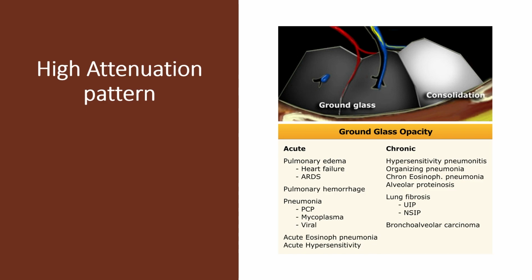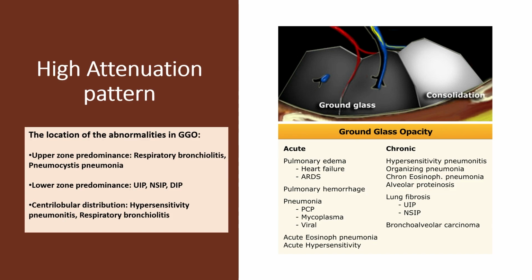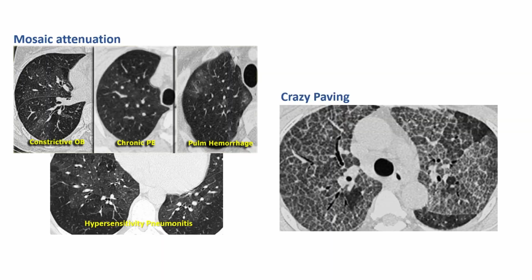High attenuation is always like consolidation or a GGO. So these are the common causes of GGOs in acute and chronic conditions. And also the location of GGOs will help you make a diagnosis. So if you have upper lobe predominant GGOs, you can think of respiratory bronchiolitis and pneumocystis pneumonia. Lower lobe predominant, you have UIP, NSIP, and DIP patterns. And centrilobular, I've said hypersensitivity, I've already shown a CT, and respiratory bronchiolitis again. So they are around the centrilobular area.